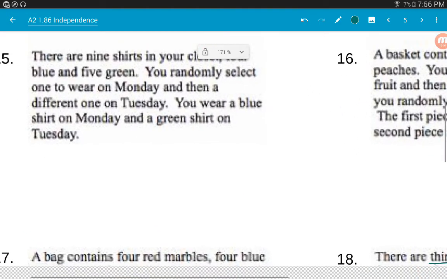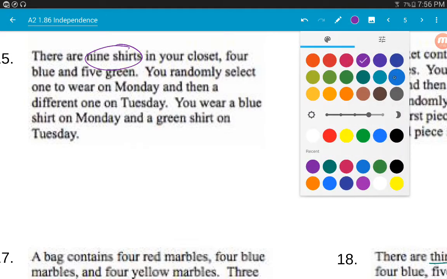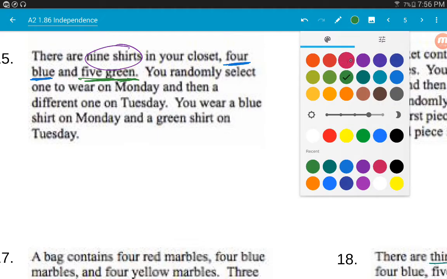Question 15. Last one that I'll do with you. There are 9 shirts in your closet. Okay, so that's cool. You tell me how many. 4 of them are blue. And 5 of them are green. You randomly select one to wear on Monday and then a different one on Tuesday. Okay, so I can't wear the same shirt 2 days in a row.